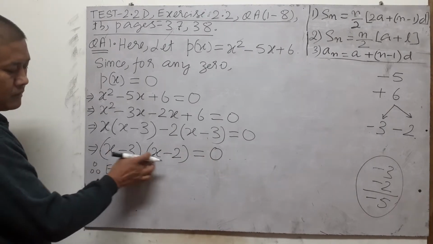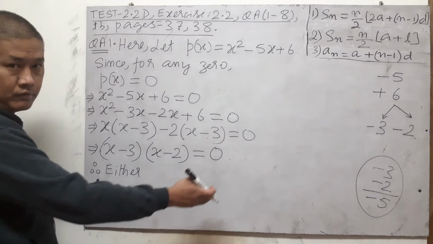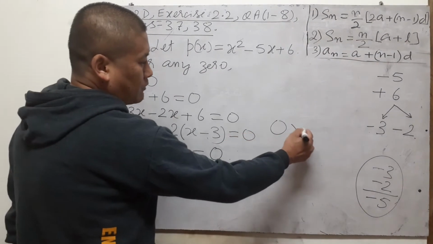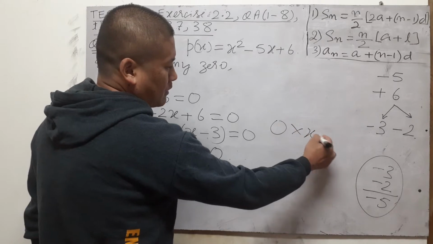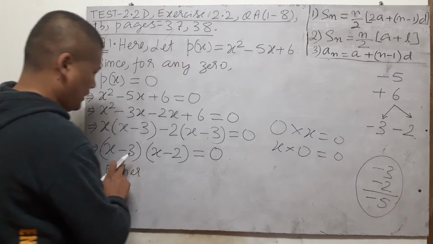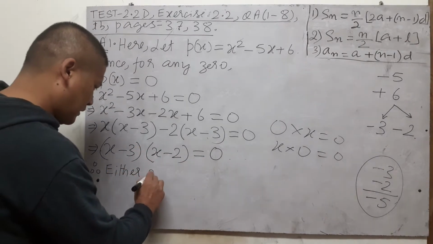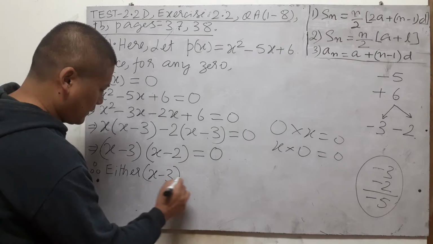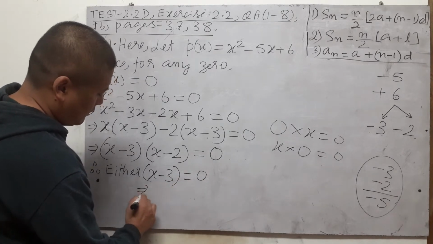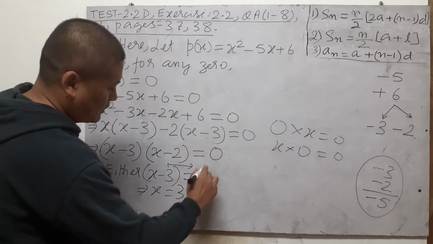Because if at least one of these two is not 0, it will not be equal to 0, right? 0 multiplied to something is 0, or something multiplied to 0. So product of these two equal to 0 means either this is 0 or this is 0. So either x minus 3, the first factor, will be equal to 0. That implies x equal to, if you shift this minus 3 to the right side, plus 3.